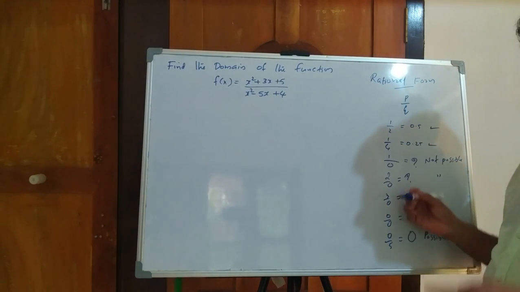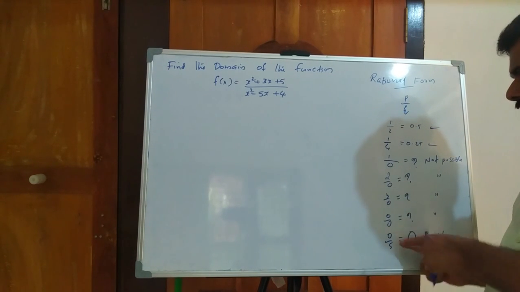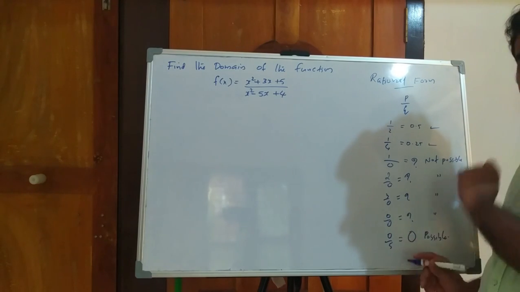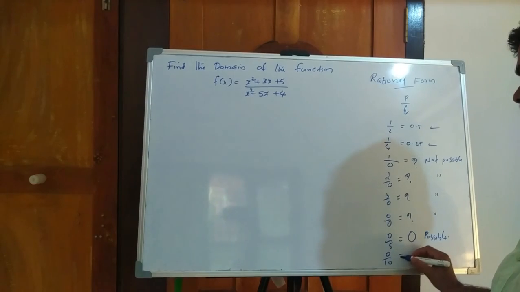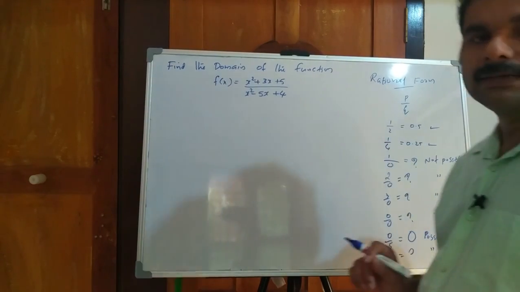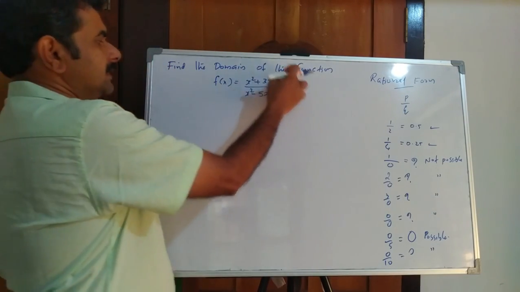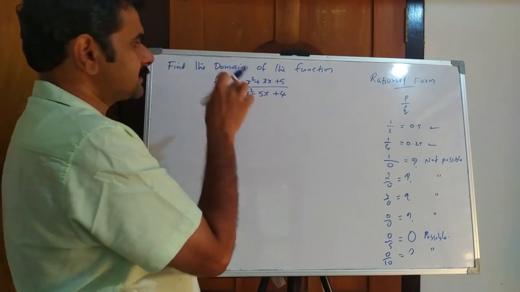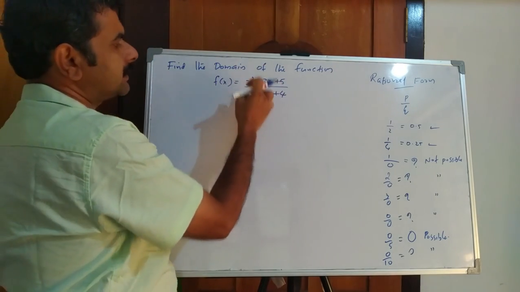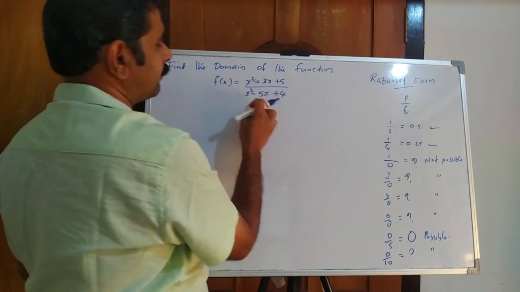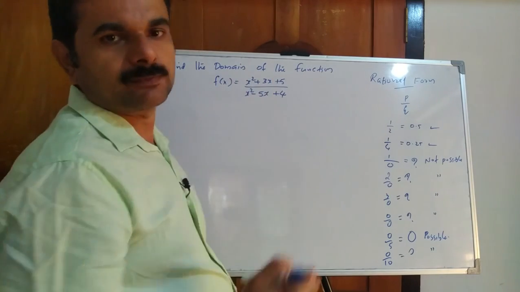What I said? Division by 0 is impossible. But 0 by 4 is possible. Its answer is 0. What is 0 by 10? It is 0. That is also possible. But division by 0 is impossible. Okay. Then here, this function is expressed as rational form, that is p by q form. Here p is the numerator, q is the denominator, p by q. So this x square minus 5x plus 4 is never 0.